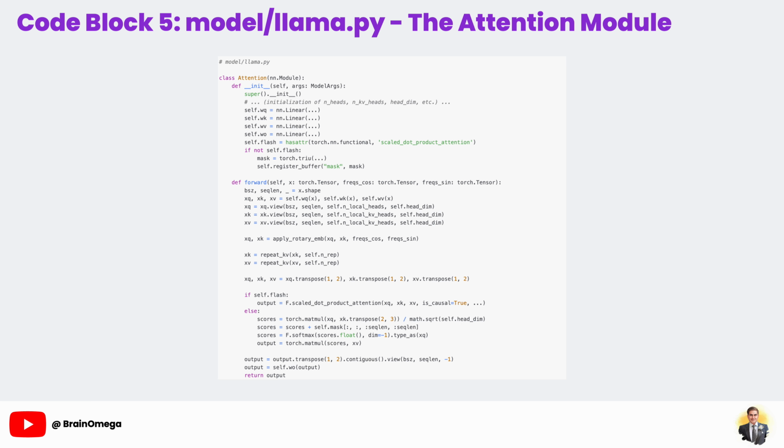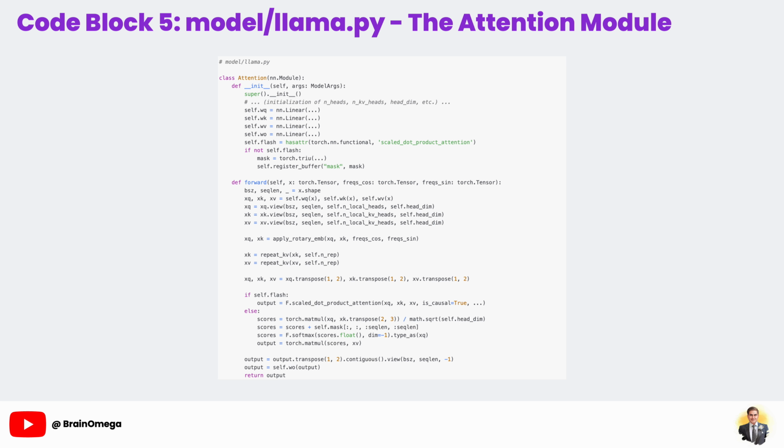Now for the forward pass, let's trace the data flow. The input X comes in. First, we pass it through our WQ, WK, and WV layers, and then reshape the output to separate the heads. Notice XK and XV are reshaped with the smaller n_local_kv_heads. Next, we apply our rotary positional embeddings to the query and key vectors, rotating them to inject the positional information. Then we call our repeat_kv function to implement grouped query attention, expanding the key and value tensors to match the number of query heads.